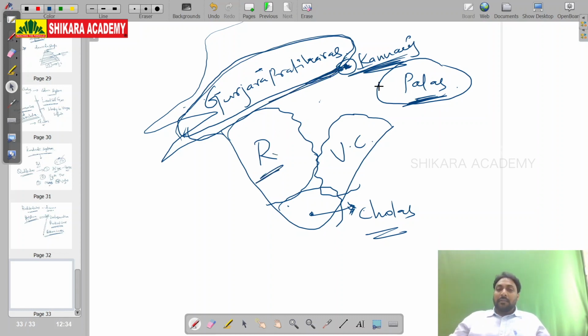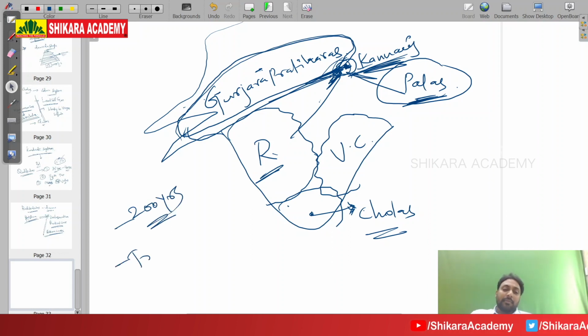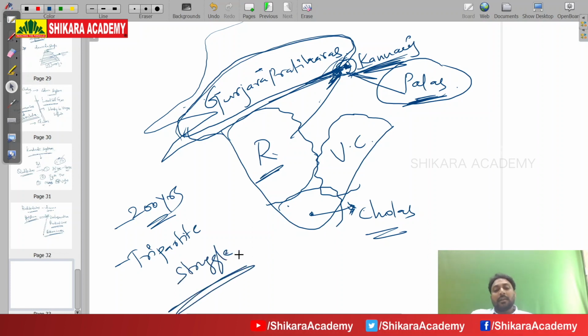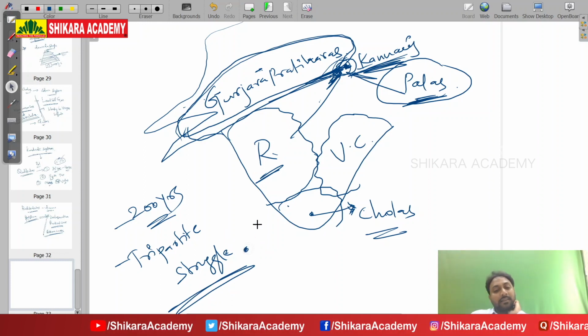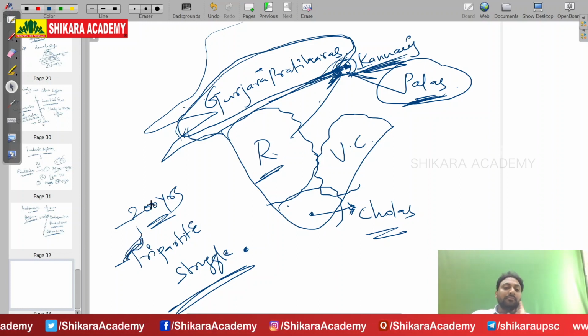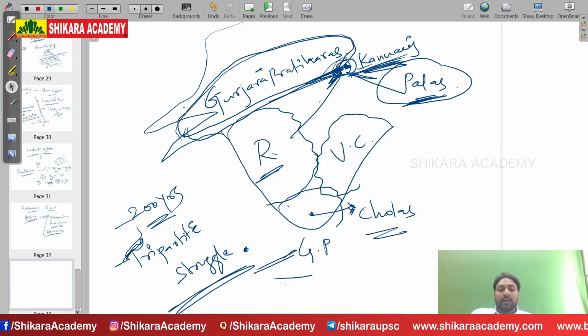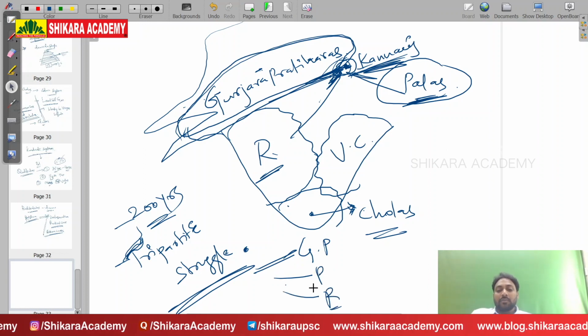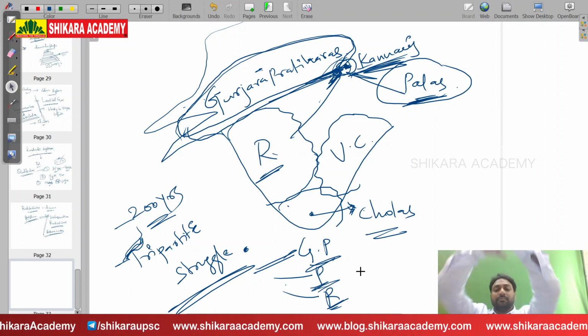Now the Gurjara Pratiharas, Palas and Rashtrakutas, these three were fighting for Kannauj city for 200 years. A 200 years tripartite struggle. Do you understand, tripartite? The tripartite struggle is between the Gurjara Pratiharas, Palas and Rashtrakutas.